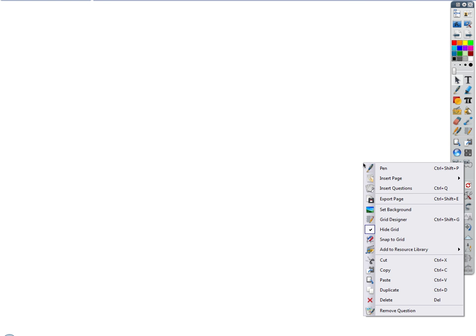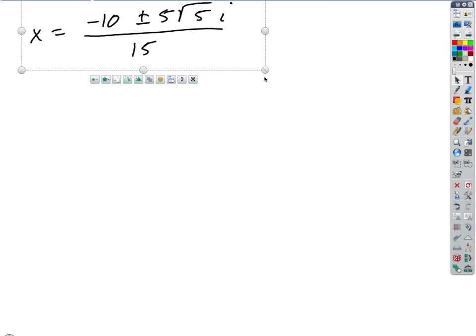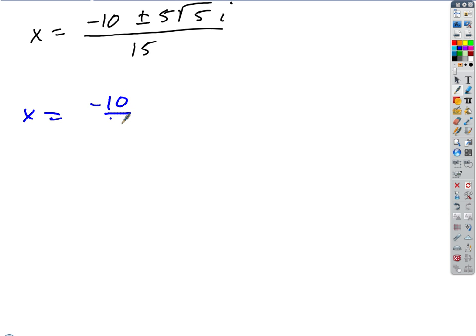Okay, so this is what we're left with, right? Okay, but I've got to write this in standard form, a plus or minus bi. So what does that mean? Okay, so I'm going to split it up into separate fractions. I get negative 10 15ths plus or minus 5 square root of 5 over 15 times i, right? Okay, but if I put that in there, it's going to say almost, but it's not simplified. What's wrong?